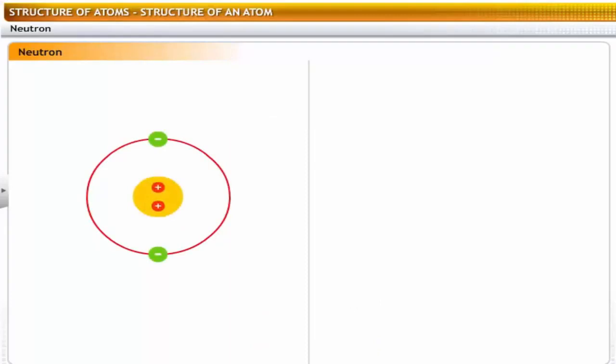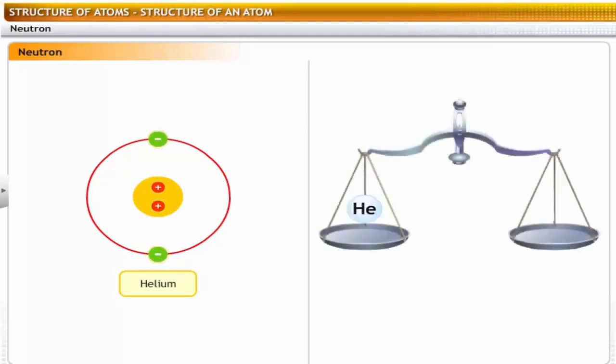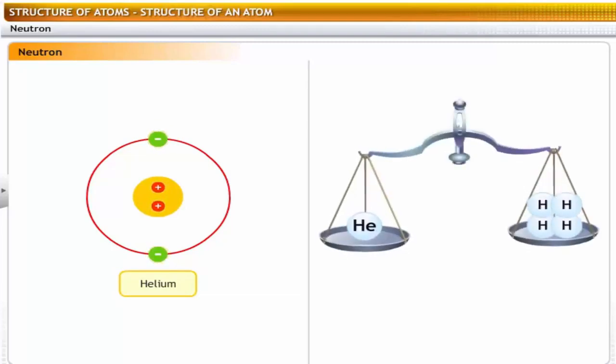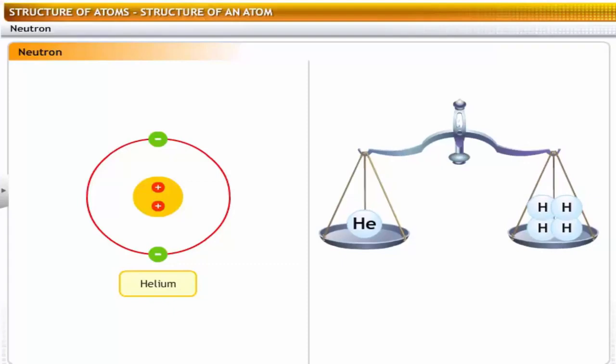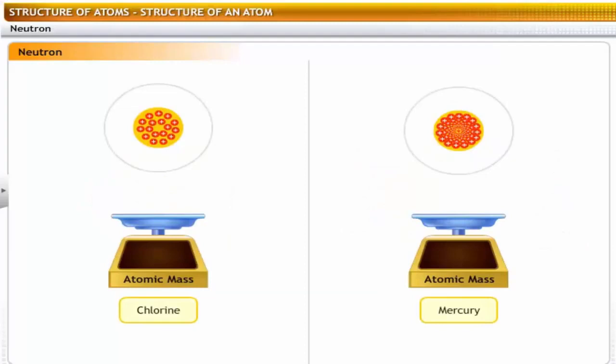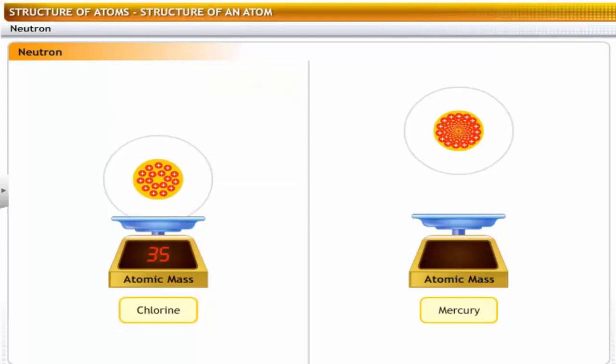Let's examine the element helium. It was found that helium has 2 protons and 2 electrons. However, its mass was found to be 4 times that of hydrogen. Similarly, the weights of some other elements were also found to be double or more than double. For example, the number of protons in chlorine is 17, but its mass was found to be 35. Similarly, the number of protons in mercury is 80, but its mass was found to be 200.